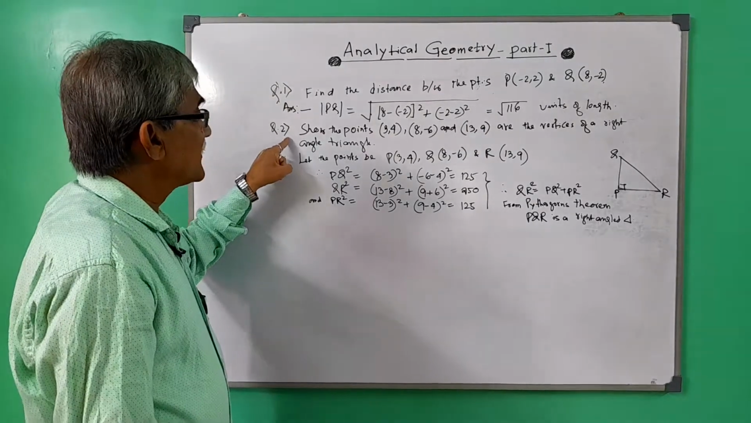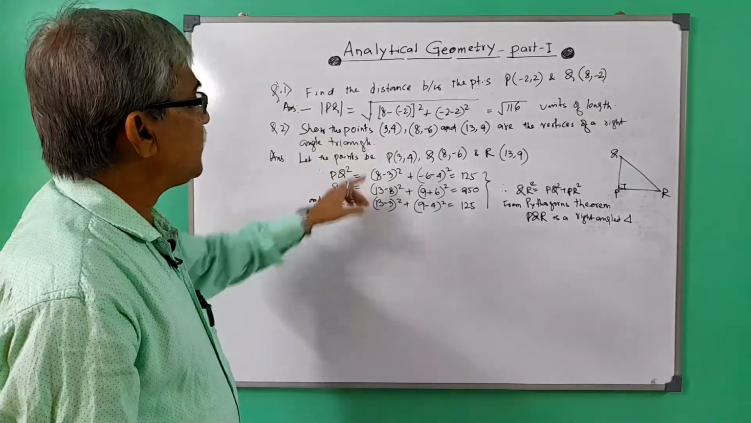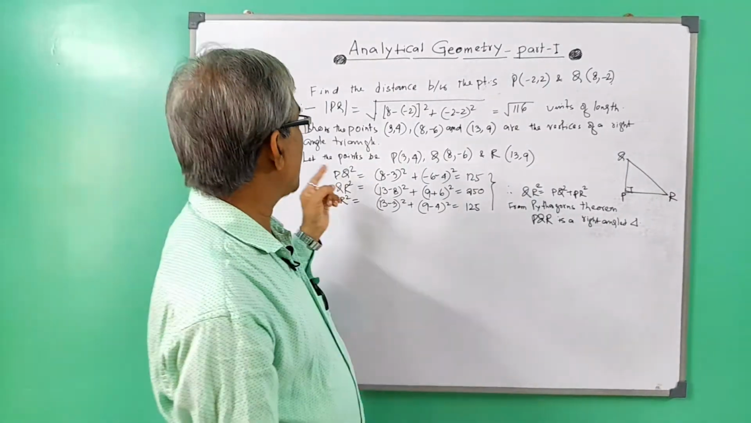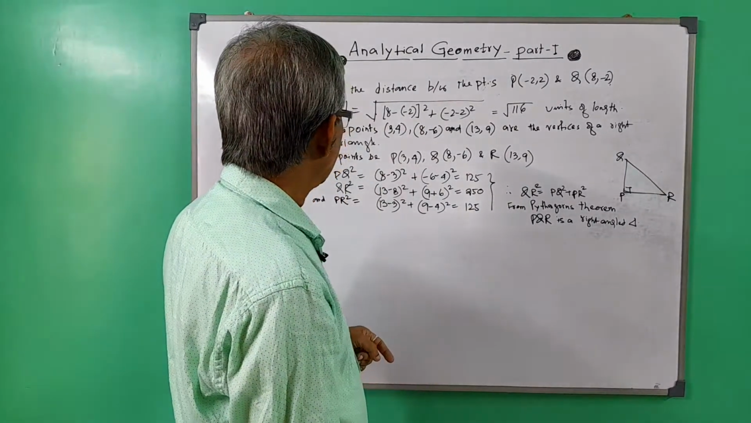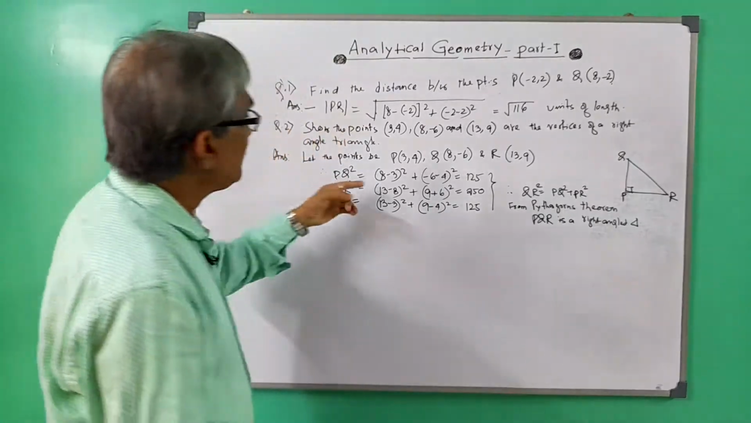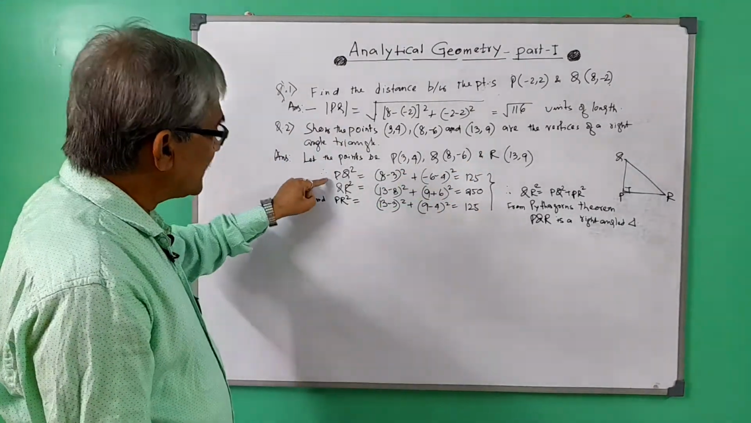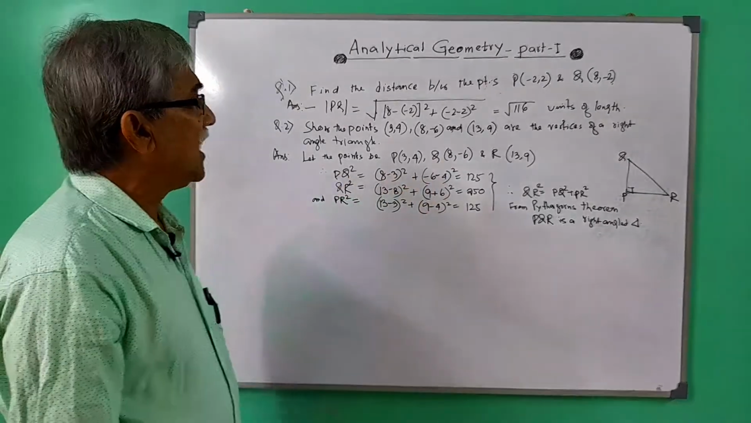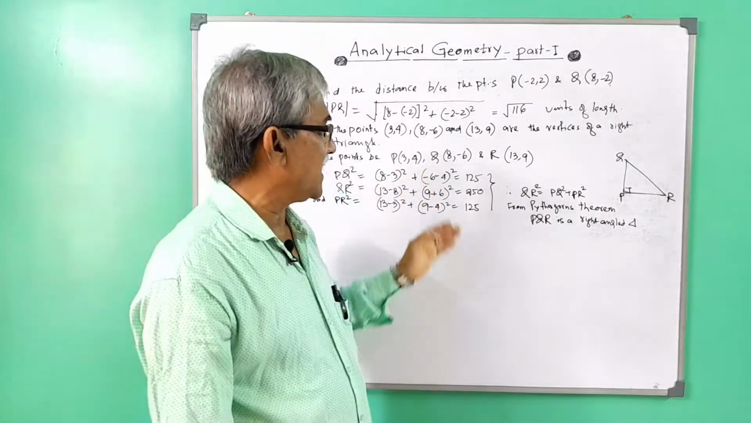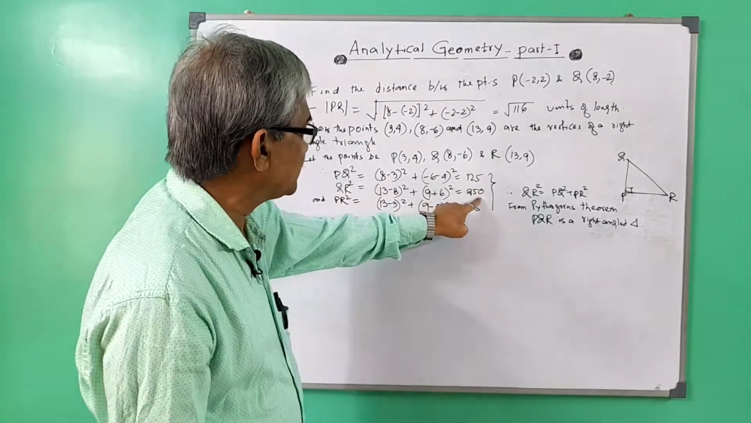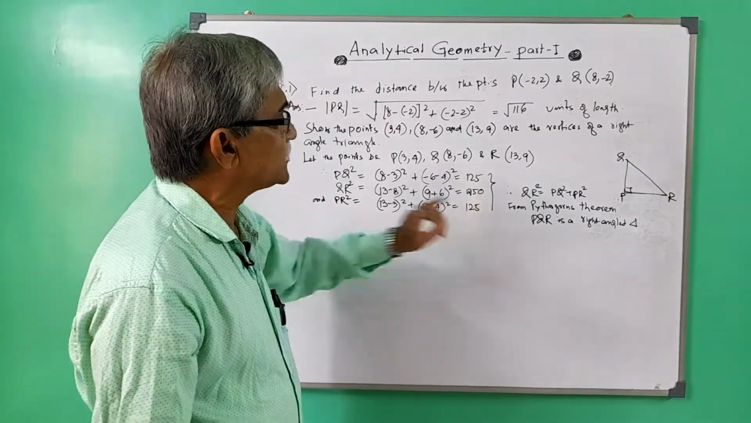Let the example number 2 be this. The points (3, 4), (8, -6) and (13, 9) are the vertices of a right angle triangle. Okay, you have to prove it. Now let the points be P, Q and R. Therefore, by the distance formula, PQ square is equal to (8 minus 3) whole square plus (-6 minus 4) whole square is equal to 125. This way you can find out QR square is equal to 250 and PR square is equal to 125.